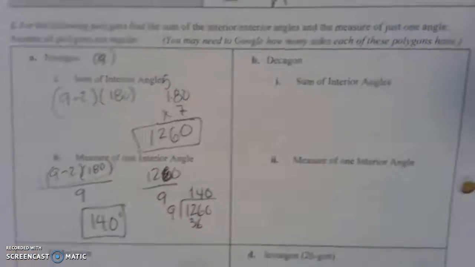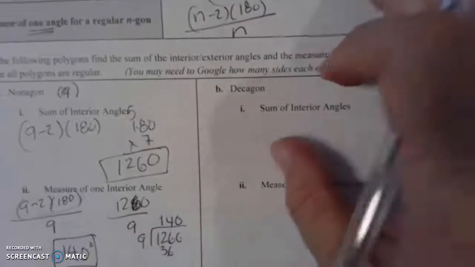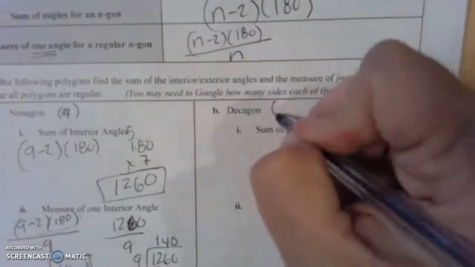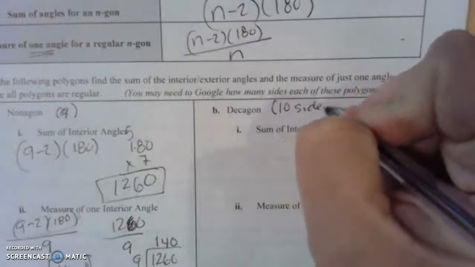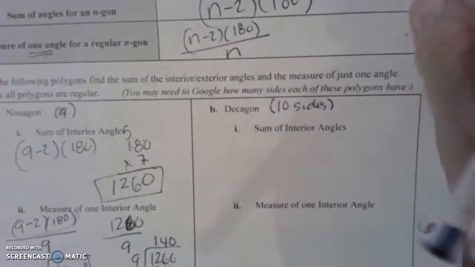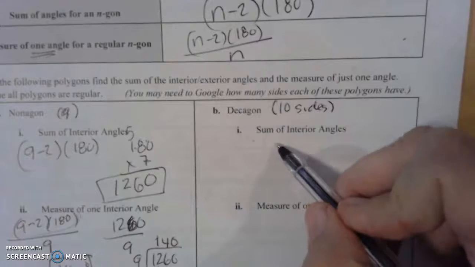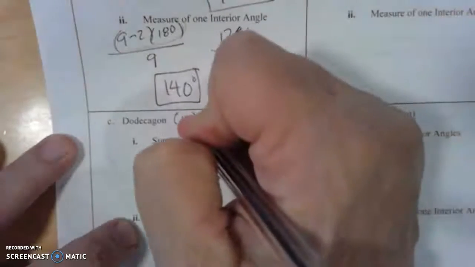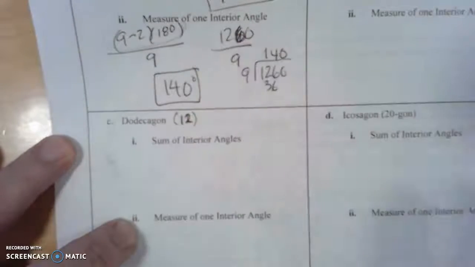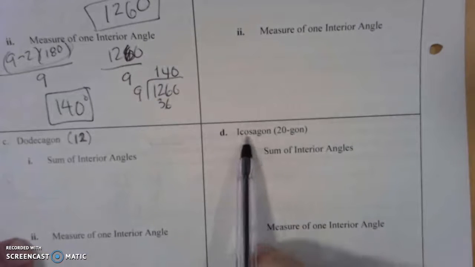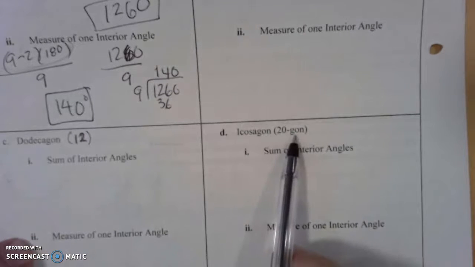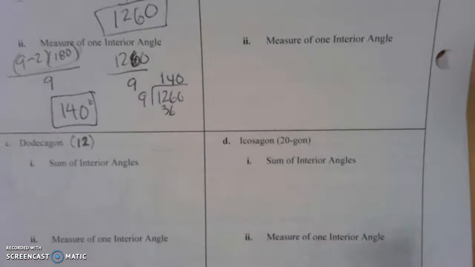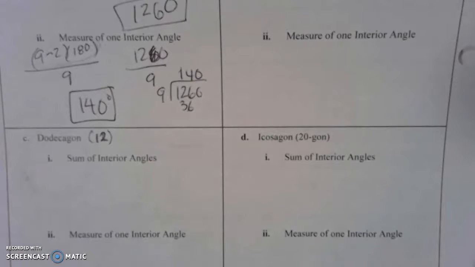That's what you're going to do for these other sides right here. So a decagon is 10 sides. Okay, so we're going to do 10 minus 2 times 180. A dodecagon is 12 sides. And then an icosagon is a 20-sided figure. So you have 3 problems to do for homework. Have fun. It's totally easy.